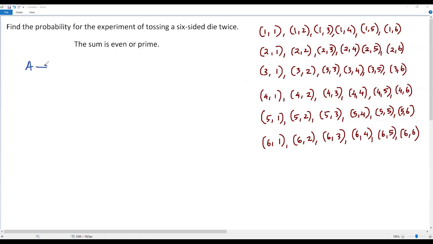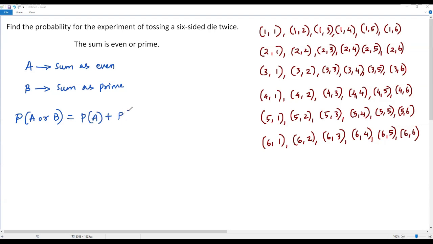Now let me assume A as the event of getting the sum as an even number, that is, sum as even, and let B be the event of getting the sum as a prime number, that is, sum as prime. Our aim is to find P of A or B, that is, the probability of getting the sum as an even number or a prime number. So there is a formula for this one. It is P of A union B. For P of A union B, the formula is P of A plus P of B minus P of A and B. Actually, and means it's nothing but A intersection B. Now we have to find the probability of event A, the probability of event B, and the probability of event A and B. So we have to simplify this.